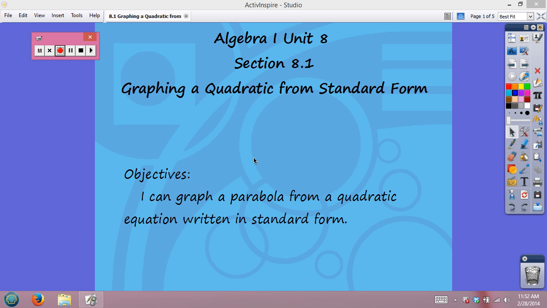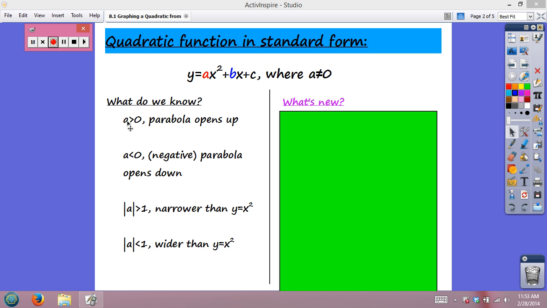In this lesson, we are going to graph a parabola from a quadratic equation written in standard form. The first thing that we want to take a look at is what does standard form look like? Hopefully most of you remember this. It is y equals ax squared plus bx plus c, where our a value cannot equal 0, because if our a value was 0, we would not have a quadratic anymore because this x squared would go away.